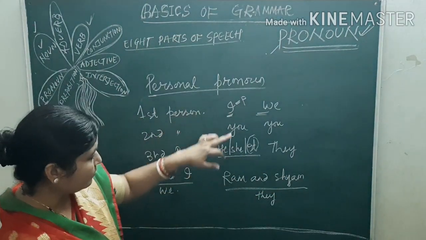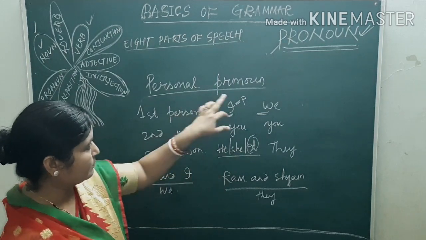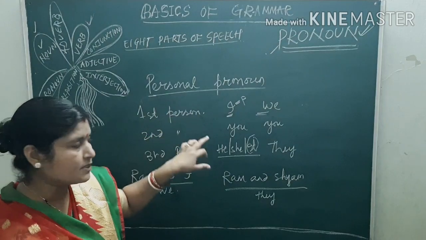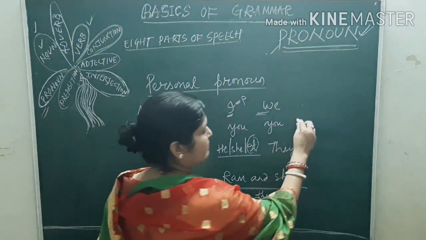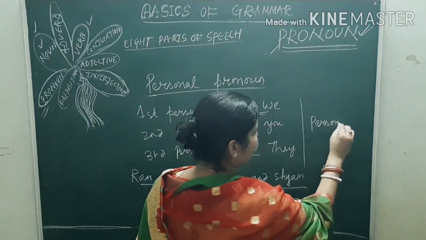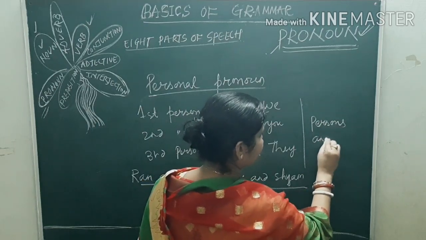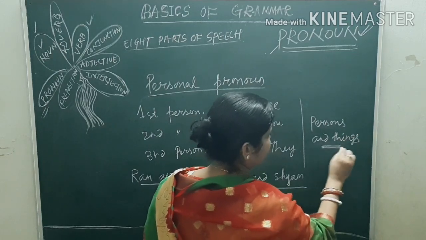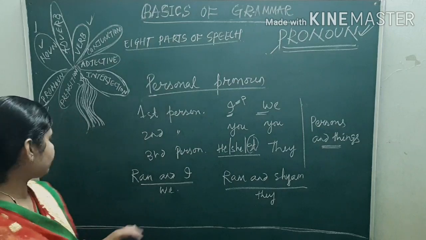So when we use these kinds of pronouns, these are known as personal pronouns. They are used in the place of names of persons and things. Okay?